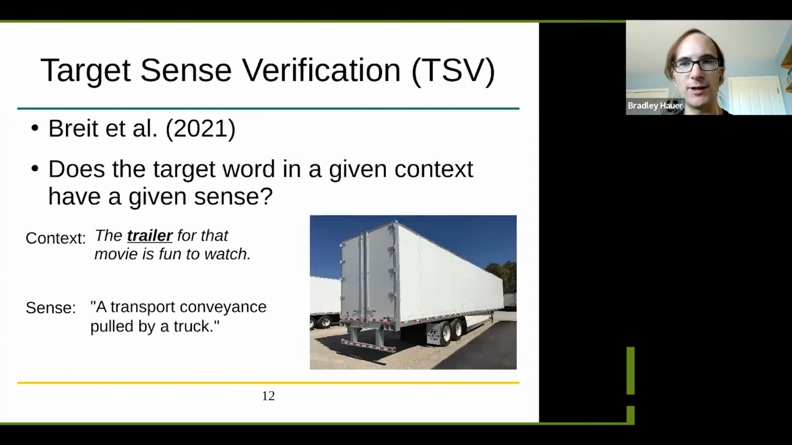And the final task that we'll be looking at in this part of the talk is target sense verification, or TSV. This is a task that is relatively recent, having been proposed just last year. It is also a binary classification task, where we ask the system the question, does the target word in a given context have a given sense? So if the context is the sentence that you can see here, "the trailer for that movie is fun to watch," and the sense is what you see right here in this picture, a transport conveyance pulled by a truck. Well, that's quite clearly not what trailer means in the context provided. There it was referring to an advertisement for a movie. So we would want our system to return a negative classification in this task as well. This sense is not the sense of this word in context.